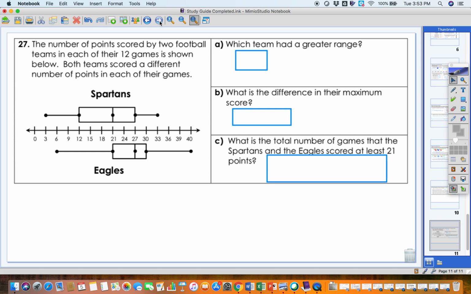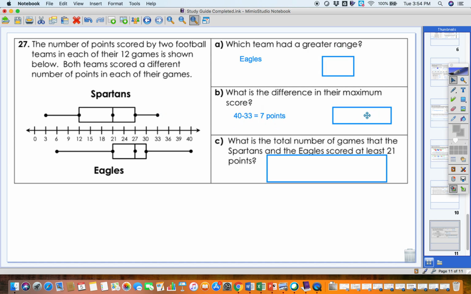Again, range is your maximum number minus your minimum number. The Spartans have a range of 30, and the Eagles have a range of 34. So the Eagles have the greater range. What's the difference between their maximum score? Remember, in math class, difference means subtract. So their maximum scores are these dots or lines on the end. 40 minus 33 is 7 points.